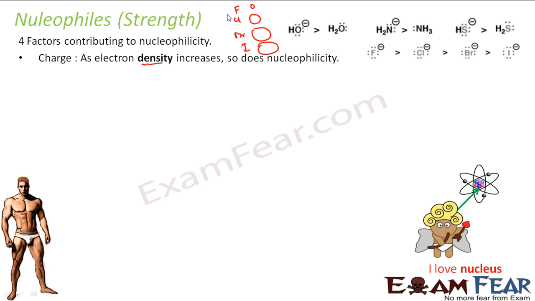So electron density is maximum in fluorine, right? Density is what? Density is charge by volume, right? So if you see going down the group, the size increases. Size is increasing, volume is increasing. So the charge is constant in all these, minus 1, but the volume is increasing. So if you go down the group, the electron density is decreasing, right? The extra negative charge is the same, but the electron density is decreasing. Since the electron density is higher at the top, the nucleophilicity increases. So F minus is more nucleophilic than Cl minus, than Br minus, than I minus.